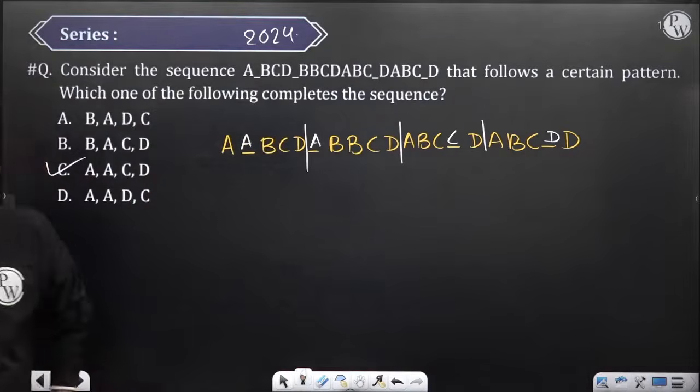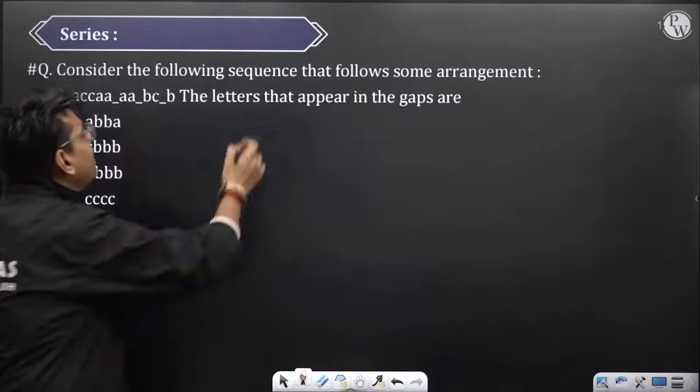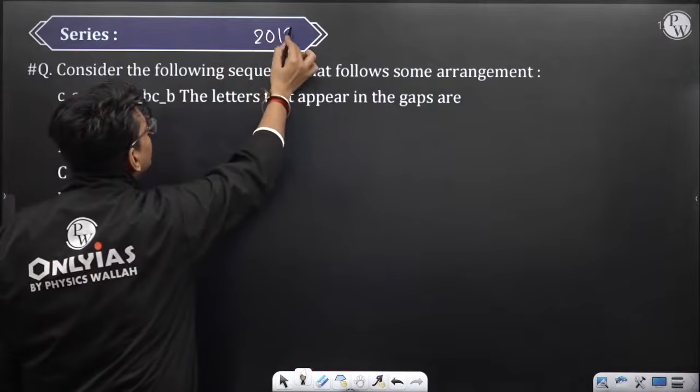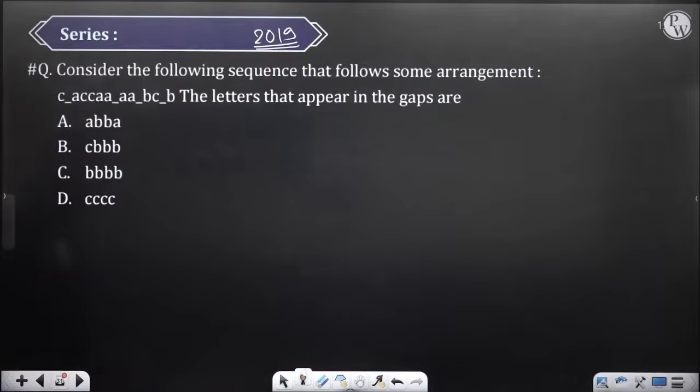So every time, first count the number of letters in the sequence, divide it into equal parts, and try to find the answer from the given options. This is your question from 2019. Consider the following sequence that follows some arrangement.